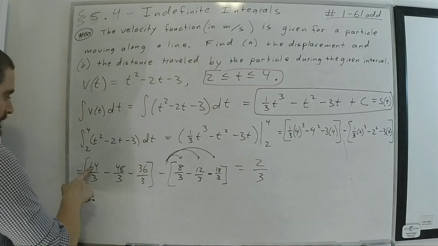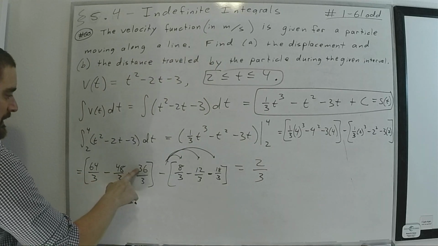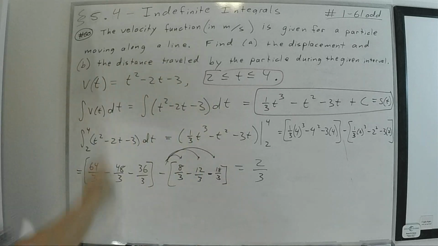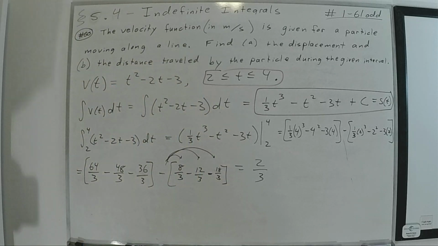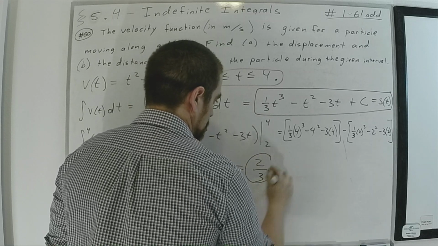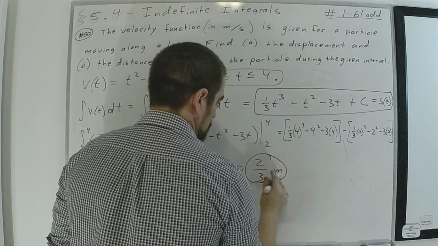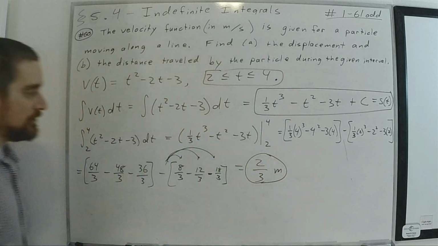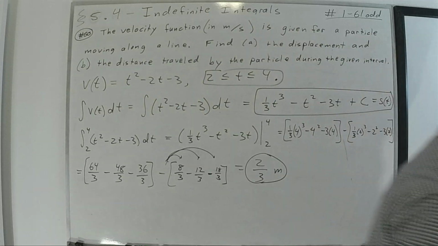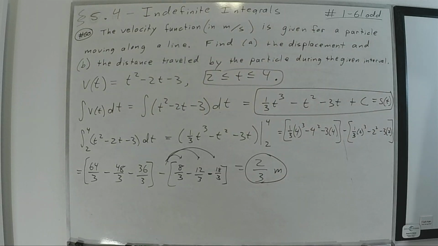All right, so everything in the numerator is going to be positive 64, negative 48, negative 36, negative 8, negative, negative, positive 12, negative, negative, positive 18. Oh boy, we'll actually just end up with 2/3 in the end. So since we're talking about displacement, we're just talking meters. Right? We've integrated the velocity to get position, so now we just have our meters left over.